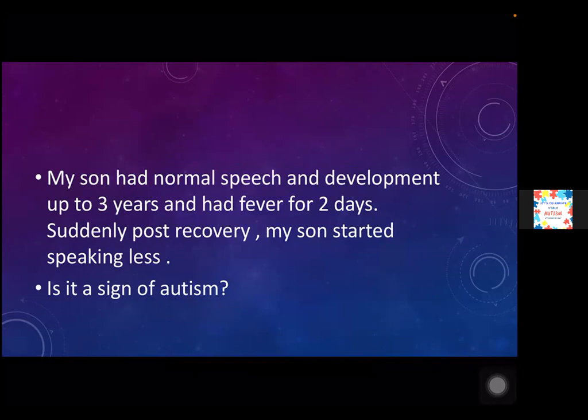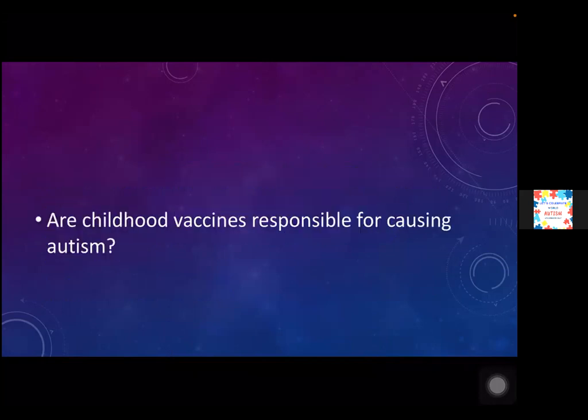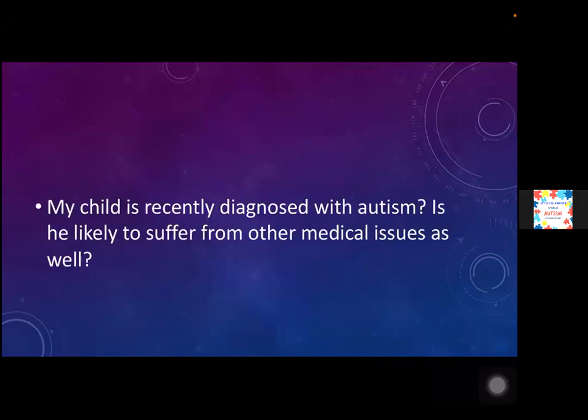Are childhood vaccines responsible for causing autism? No, childhood vaccines are not responsible for causing autism. However, previously it was understood that a few vaccines may have caused autism, but it has been proven wrong by the latest research. In fact, childhood vaccines are very important as they protect your child from common infectious diseases. So please do vaccinate your child as per the vaccination schedule.